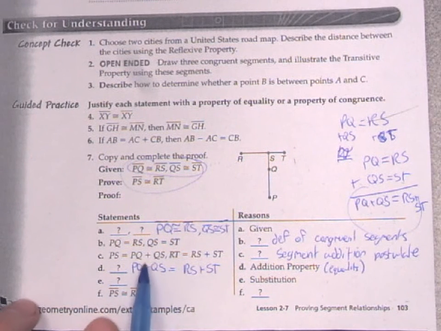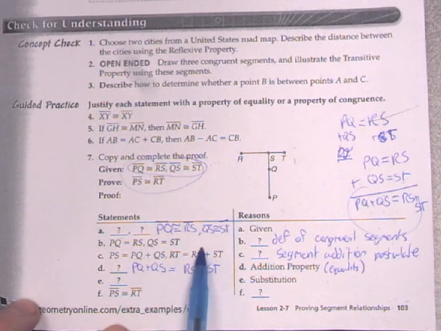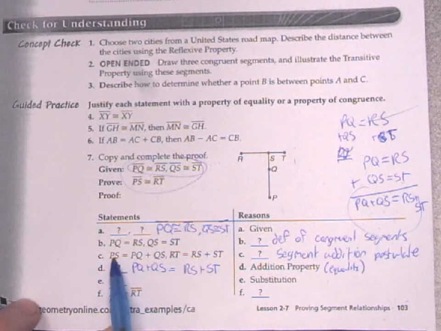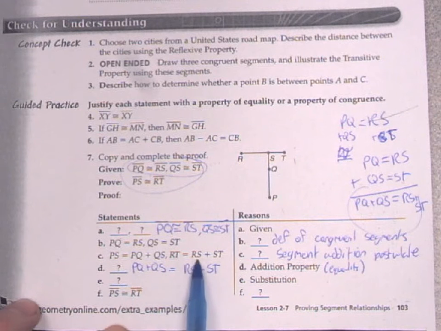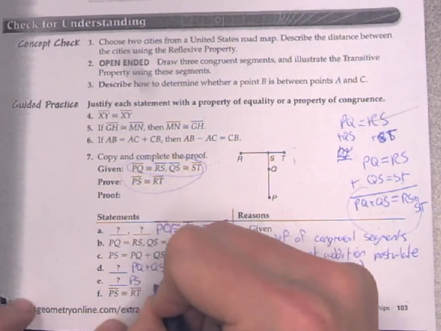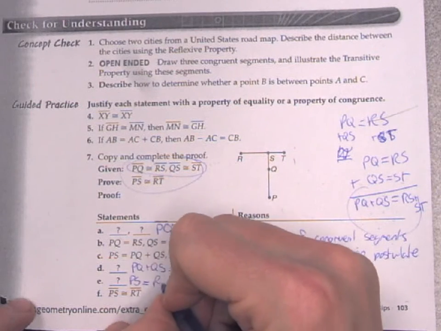Okay, now check this out. PQ plus QS is right here. And RS plus ST is right here, right? And I know this thing is equal to this thing. So I can replace this, PQ plus QS, with this guy, PS. And I can replace this stuff right here with RT, since they're equal to each other. So this guy is PS is equal to RT.